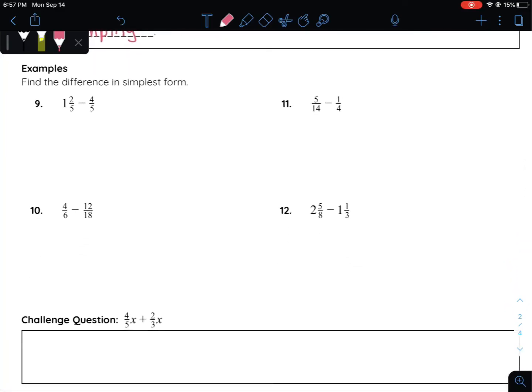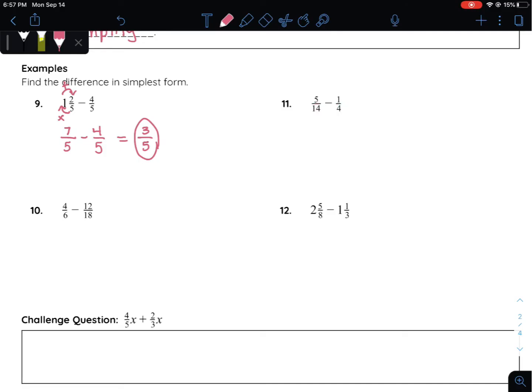All right. So our first question actually has a mixed number in it, so we're going to want to change that. So remember, multiply and then add. So 5 times 1 is 5, plus 2 is 7, so it makes 7/5 minus 4/5. They are the same things, so we can just go ahead and subtract. So 3/5.